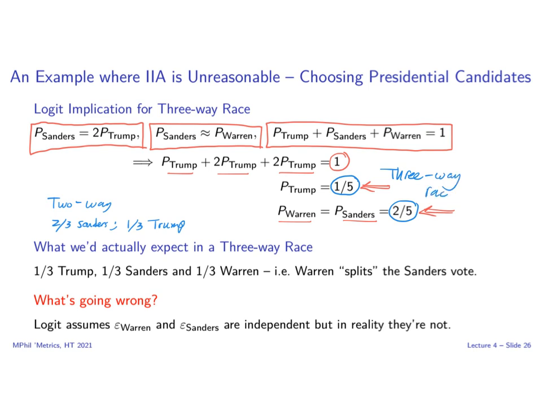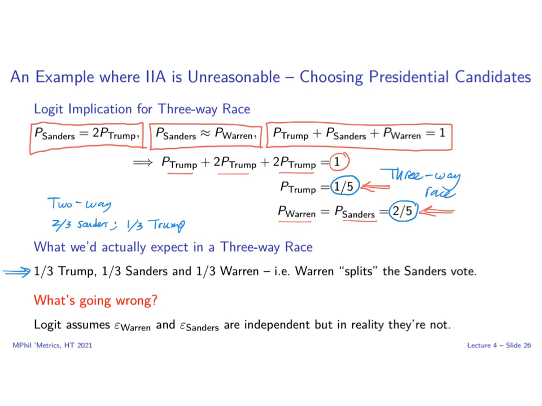But based on what we know about the world and these candidates, that conclusion makes absolutely no sense. In reality, we would expect that adding Warren to the race would split the anti-Trump vote, leading to vote shares of around a third Trump, a third Sanders, and a third Warren. To put it another way, IIA implies that a considerable share of people who prefer Trump to Sanders in a two-way race will switch to Warren in a three-way race, a wildly implausible prediction given what we know about these three politicians.